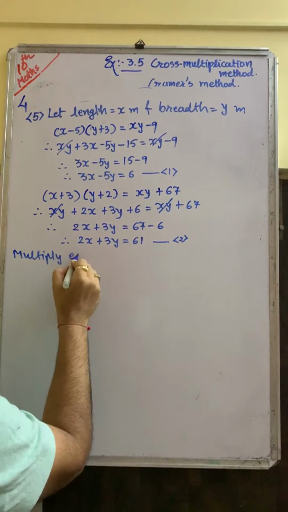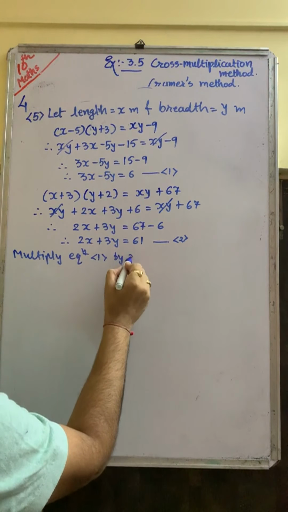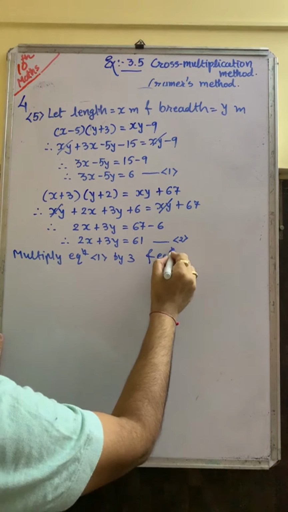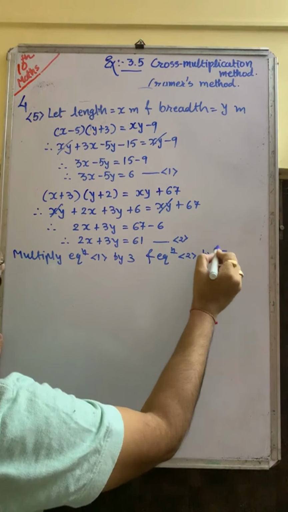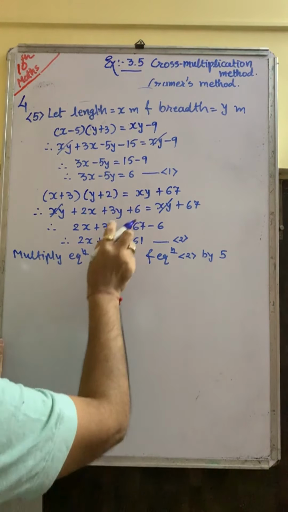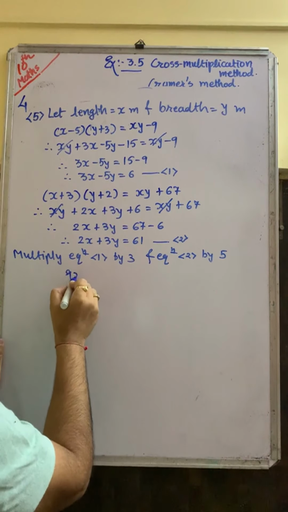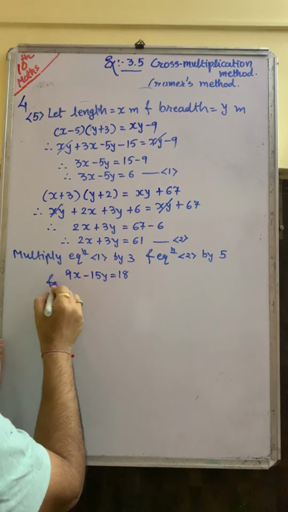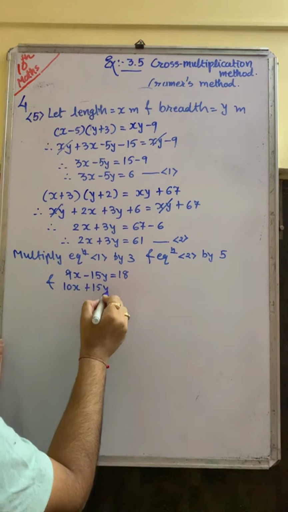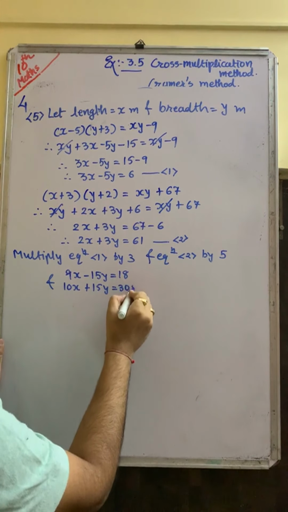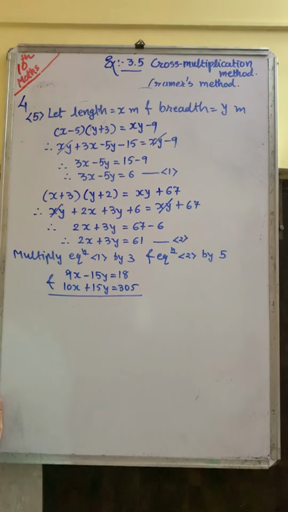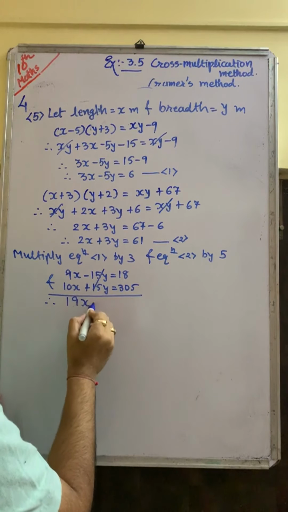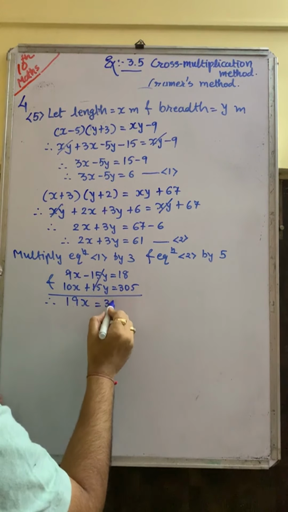Now to eliminate, suppose we want to eliminate x or y, we eliminate y. Multiply equation number 1 by 3 and equation 2 by 5, to make y the same. If you multiply equation 1 by 3, then 3 3s are 9x minus 3 5s are 15y, 6 3s are 18. Multiplied by 5: 5 2s are 10x, 5 3s are 15y, 61 5s are 305. No need to change the sign because plus 15y and minus 15y is already there. 10 plus 9, 19x, 305 plus 18, 323.